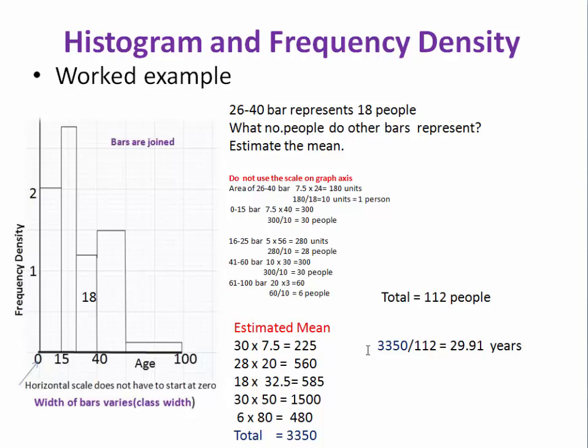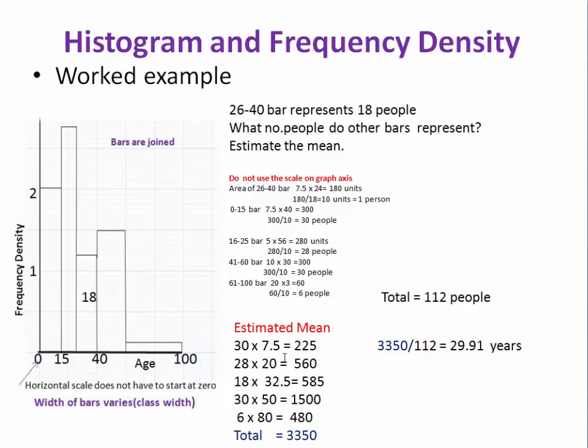Then to estimate the mean, write the numbers in the bars. So this would be 30, 28, 18, 30, and 6. To get an estimated mean, we get the midpoints. So the midpoint here would be 7.5. The midpoint here would be 20, 32.5, 50, and 80. Multiply that by the number of people, and we get 225, 560, 585, 1,500, 480.